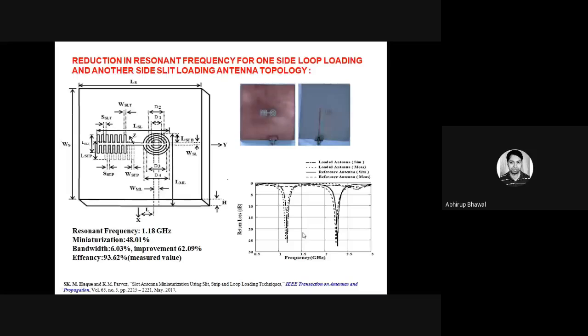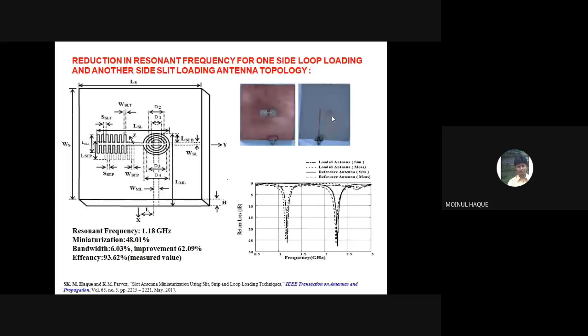Coming to the next page. I think it will take some time, so I'm waiting. Yes, sir, visible.